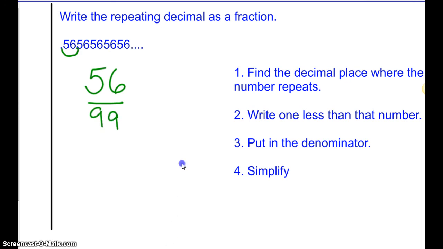There is a good long algebraic explanation for why this works. I'm going to choose not to tell you all about it. If you really want to know, Google it. It's a cool explanation. But for me, this is one of those things that I just choose to believe. Can I simplify? I cannot. 56 over 99, nothing goes into both of them.